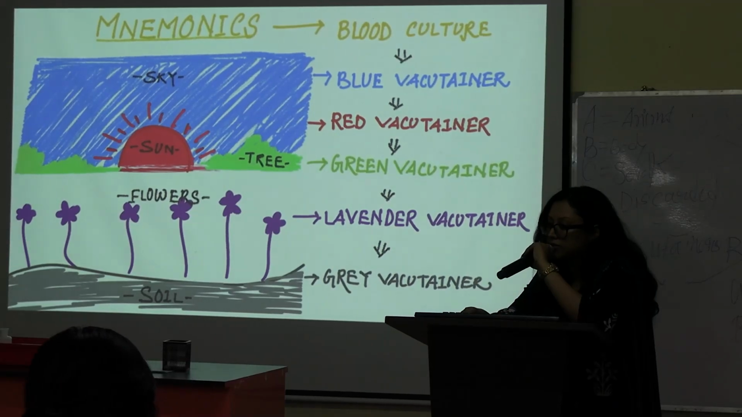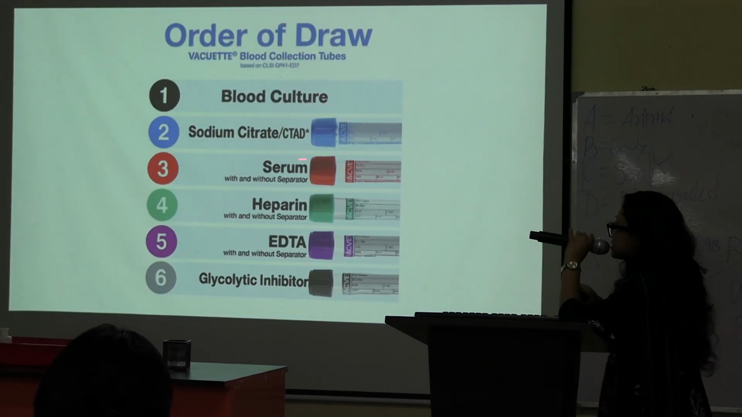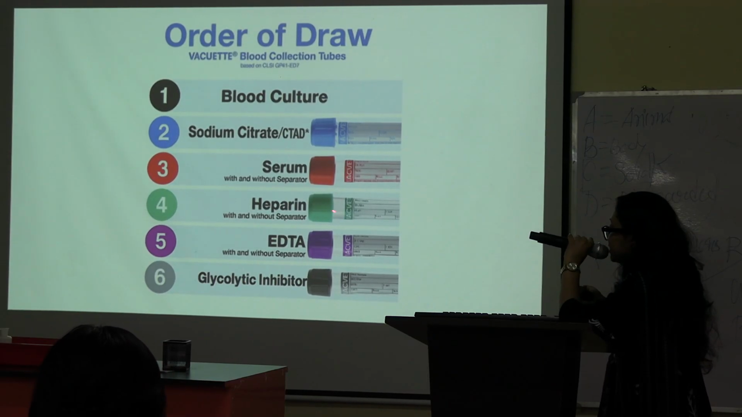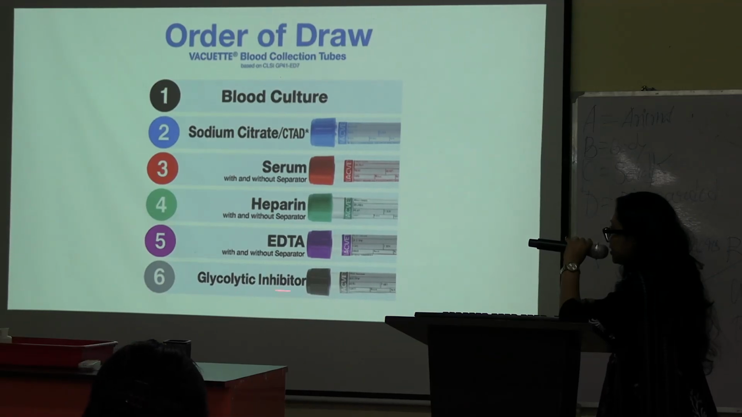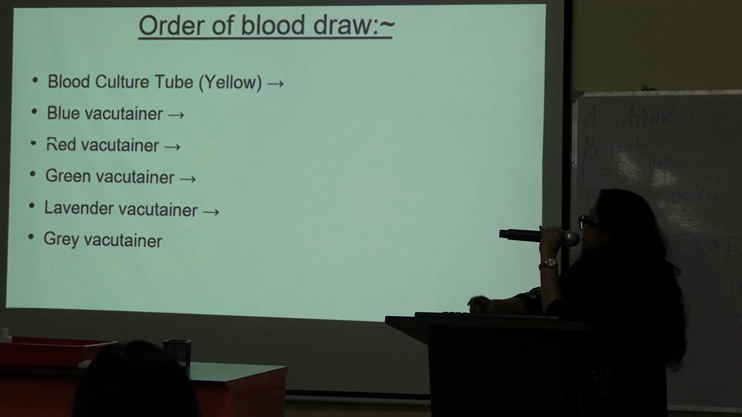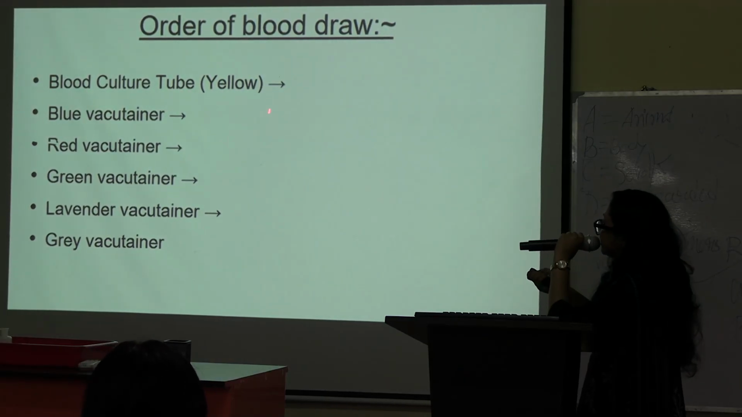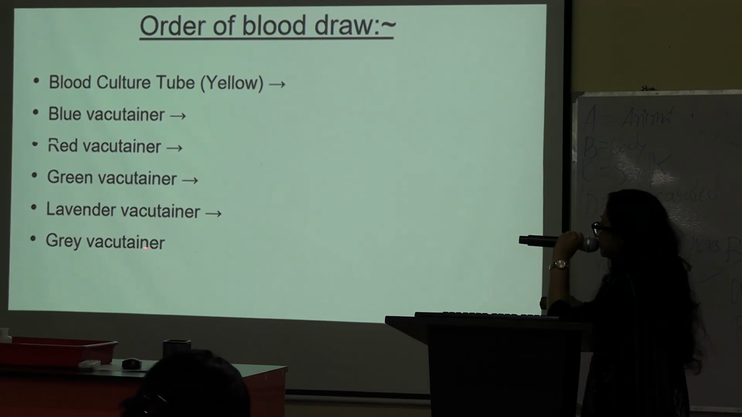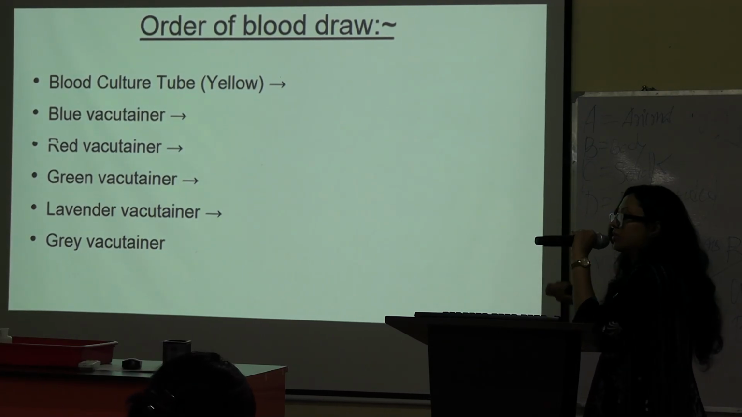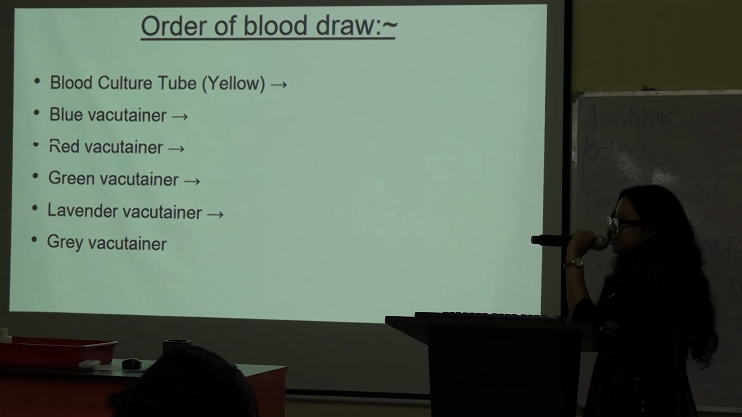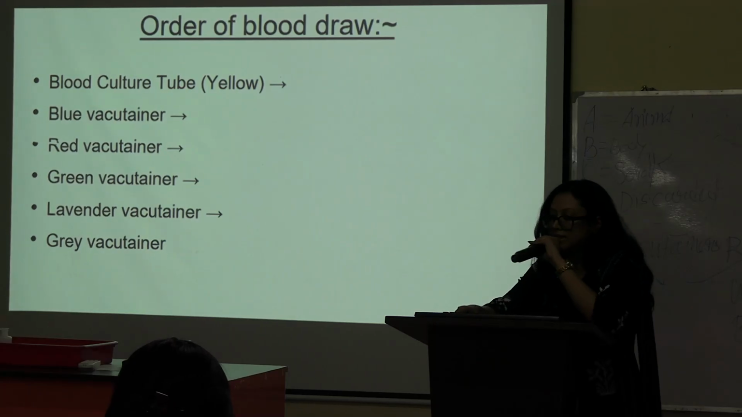You can take photos also. Sky blue color sky, then red color sun, and then green color tree, and lavender flowers and soil, which is grey color. So again the same thing: blood culture tube, yellow, then blue, then red, then green, lavender and grey Vacutainer. This is the order of blood draw. In this order you will draw blood for Vacutainers. Okay? So is it clear?